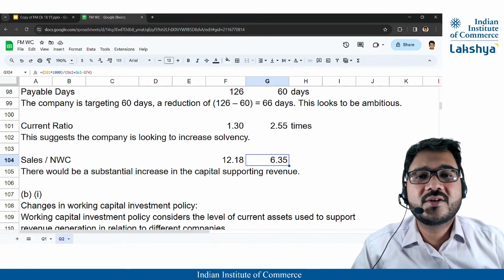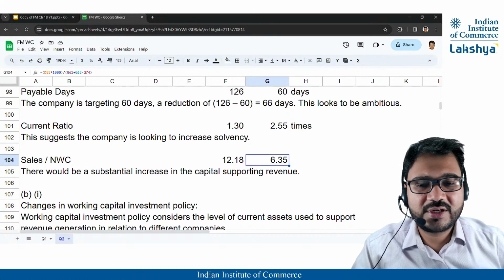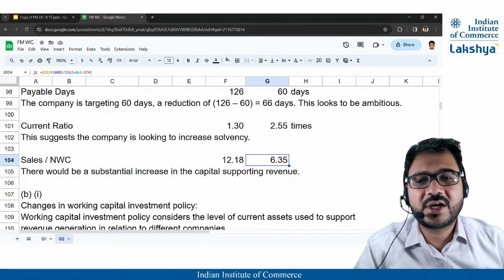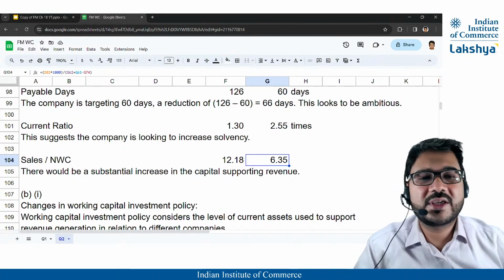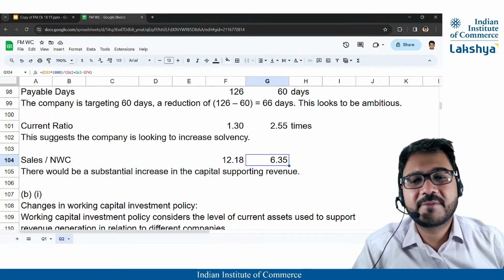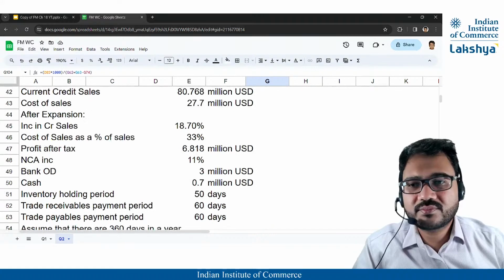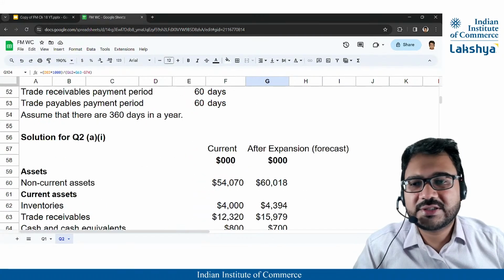Previously, all your current assets, or the net current asset, which is working capital, was resulting in so much sales. But now the burden on the working capital has reduced, become half. Anyways, these comments were not asked, I guess.